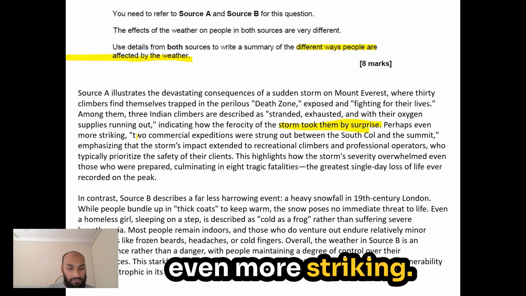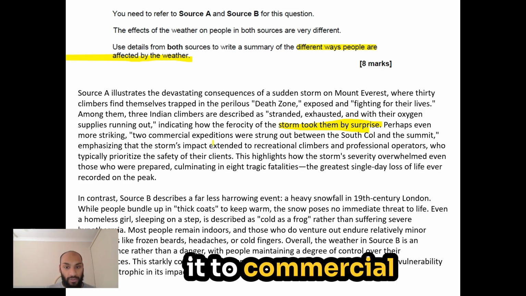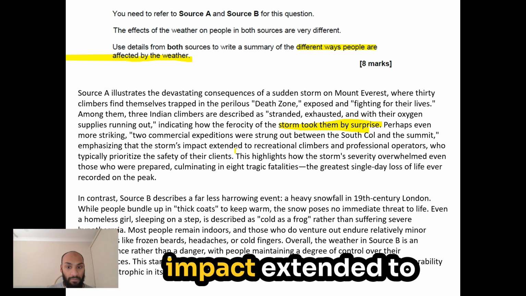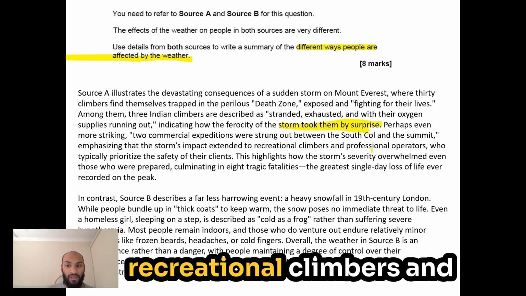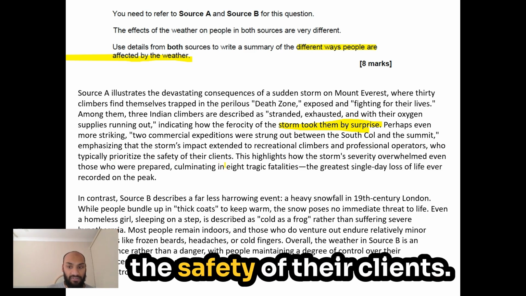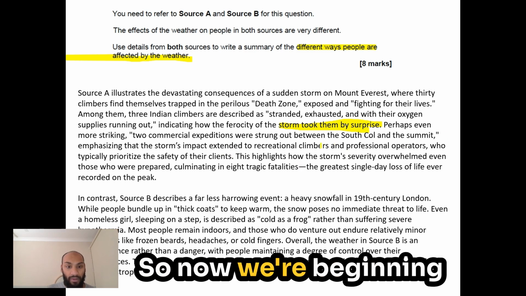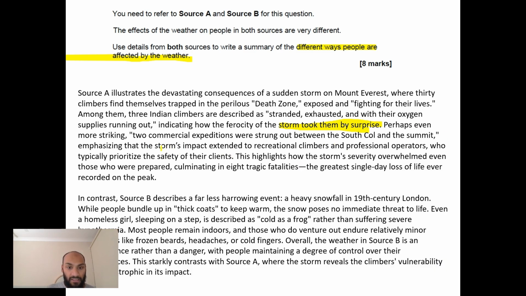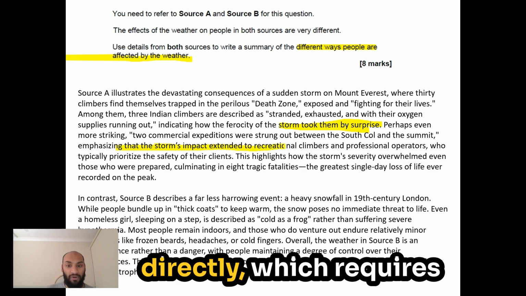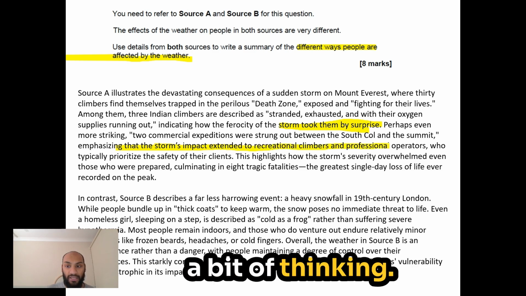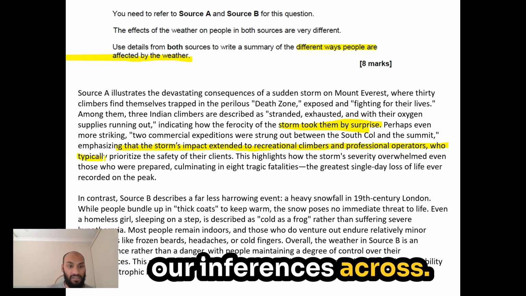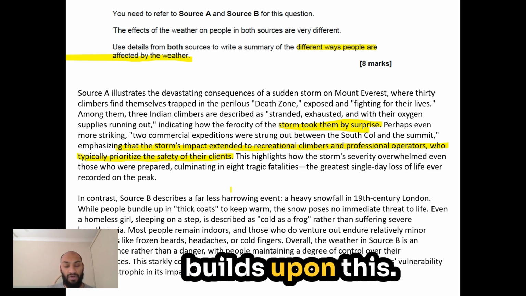Perhaps even more striking, so now they're layering it. 2 commercial expeditions were strung out between the South Col and the summit, emphasizing that the storm's impact extended to recreational climbers and professional operators who typically prioritize the safety of their clients. So now we're beginning to get some inferences. It's talking about the impact of the storm, which isn't mentioned directly, which requires a bit of thinking, and this is how we get our inferences across. And the student then builds upon this.